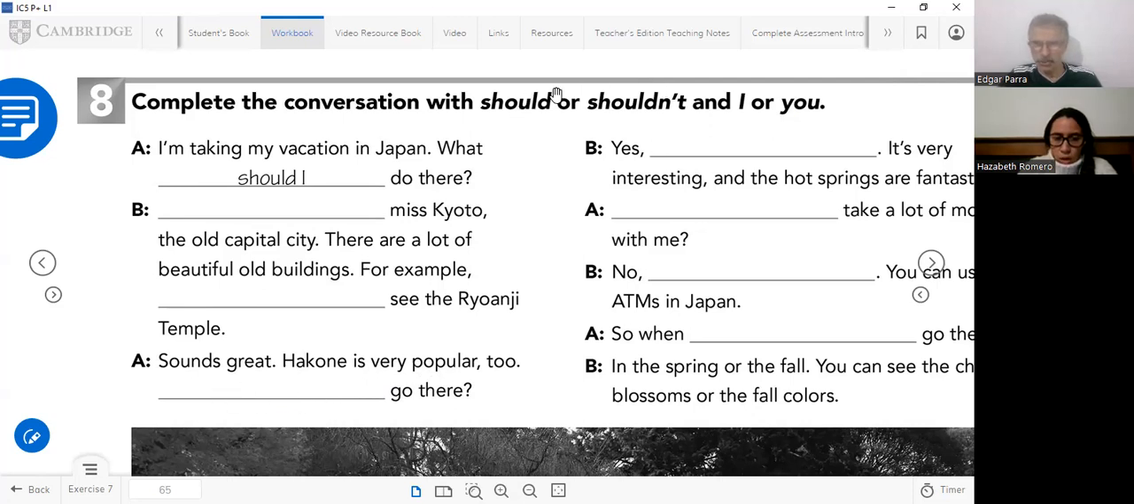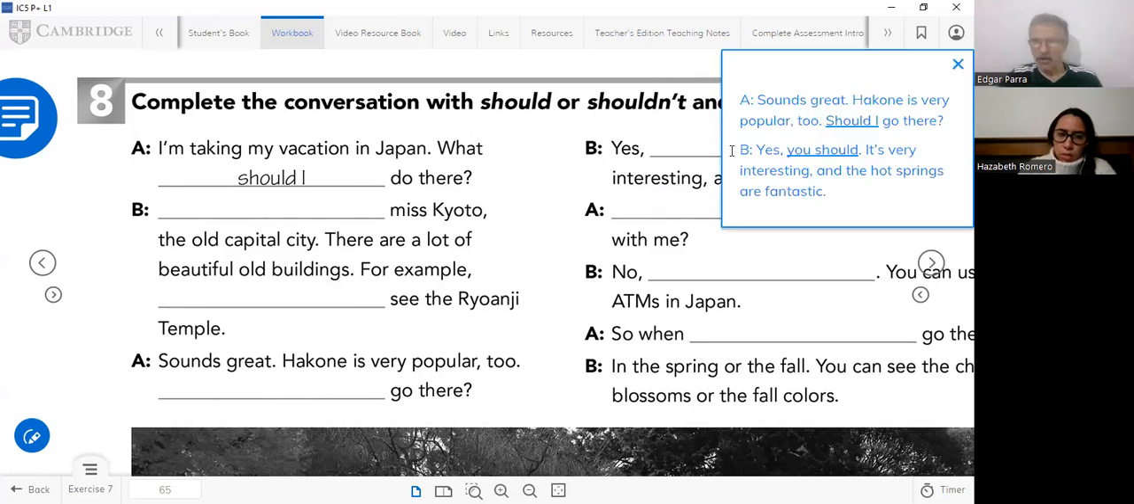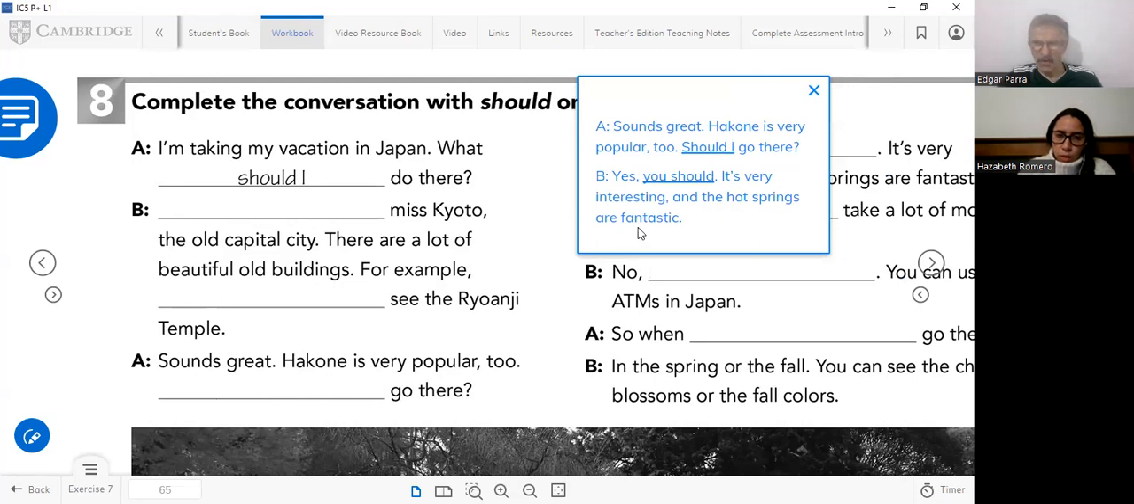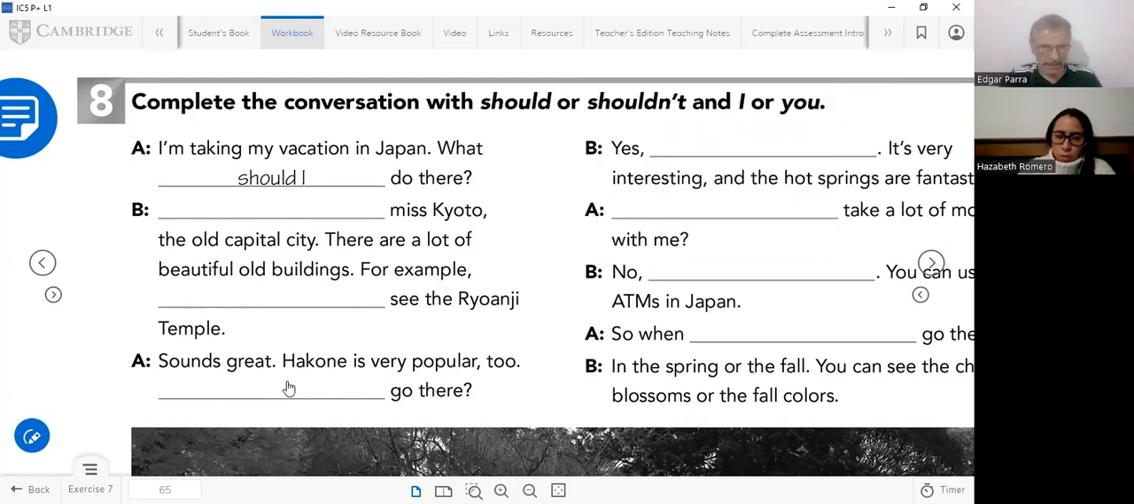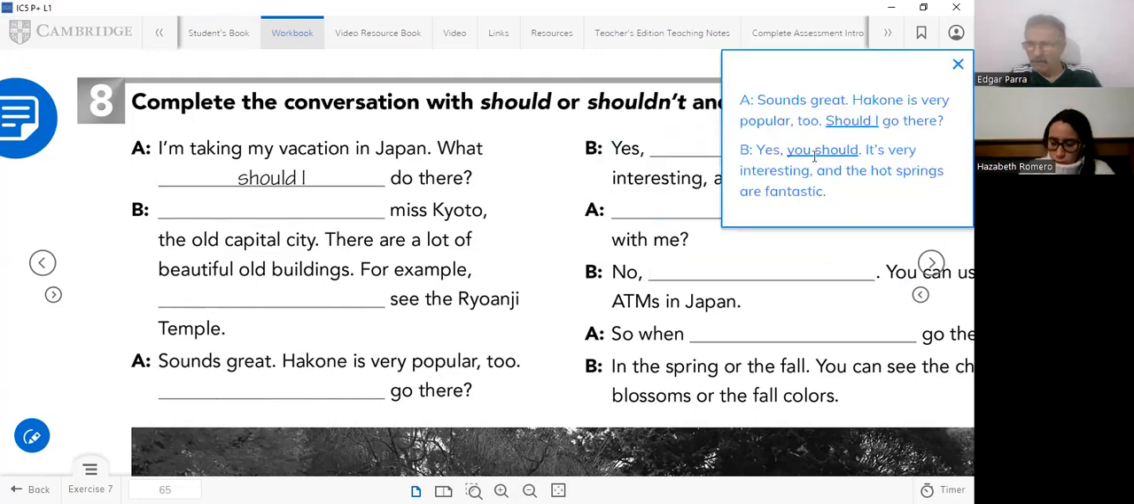What do you use? Should or shouldn't? I or you? Should I go there? So should I go there? I don't know. Why doesn't it open here? No, it's not here.